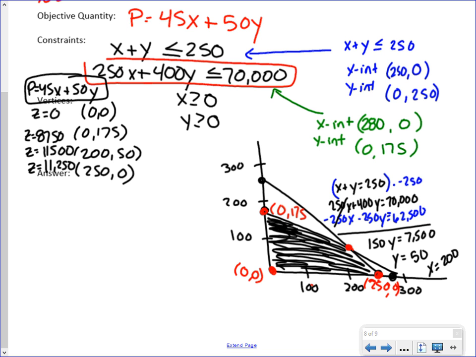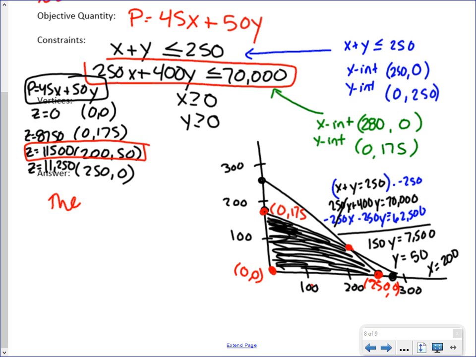Wow, that's a lot of work. Which one of those is the highest? That part's supposed to be easy once you find the vertices. The highest one is 11,500.